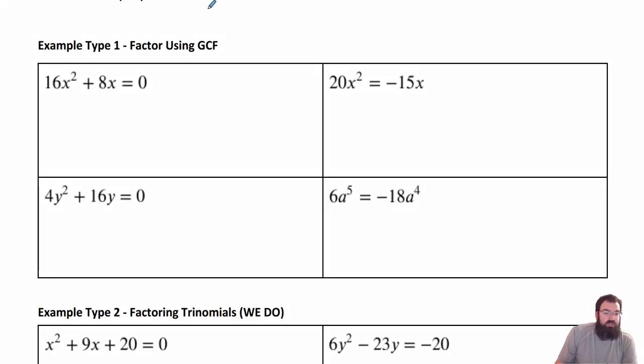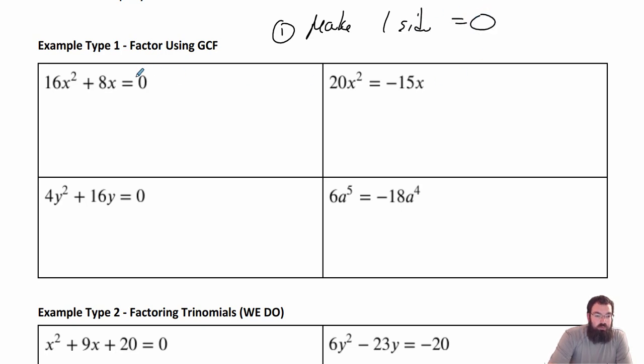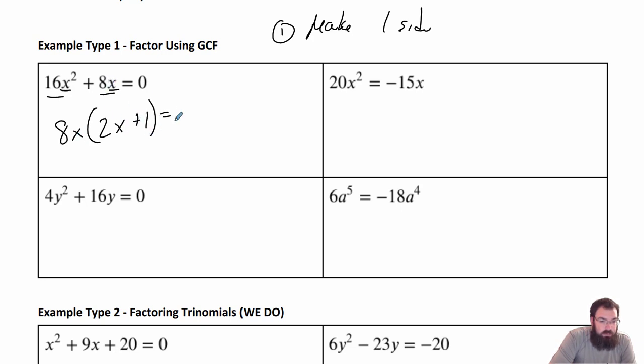First example here, we're going to solve using the GCF. Remember, GCF is what's in common. The first thing we need to do is make one side equal 0. Because this is already equal to 0, now I can go ahead and factor. They both have an 8, and they both contain an x. Take that out. 16x squared divided by 8x is 2x. 8x divided by 8x is 1.